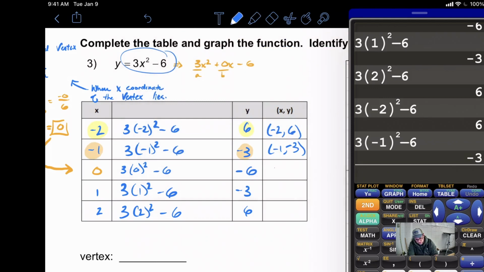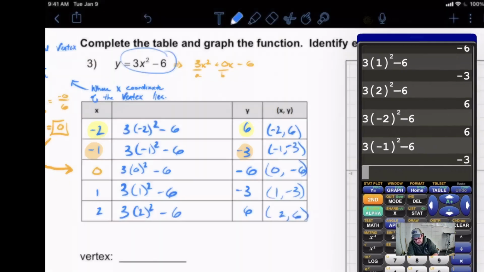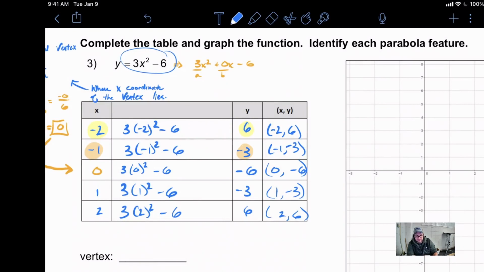And then so on and so forth. So 0, negative 6, 1, negative 3, and 2, 6. Now, once you have those values, you can actually make a graph of this function.